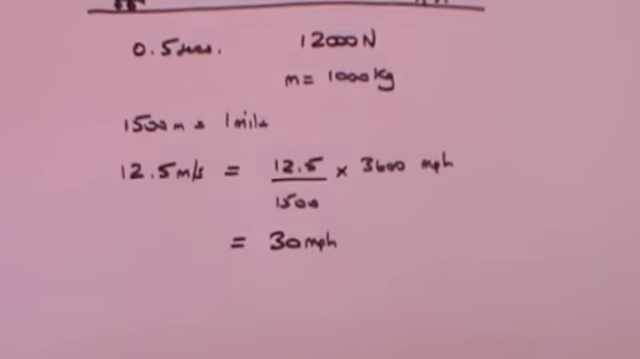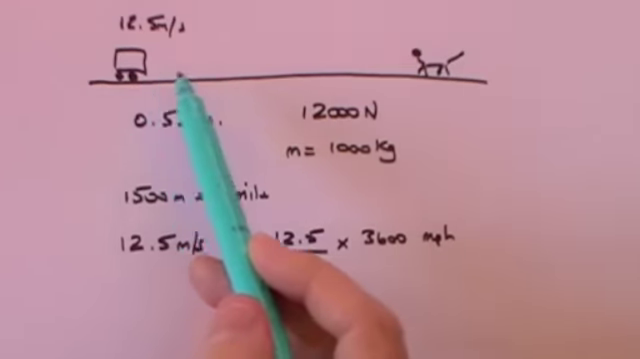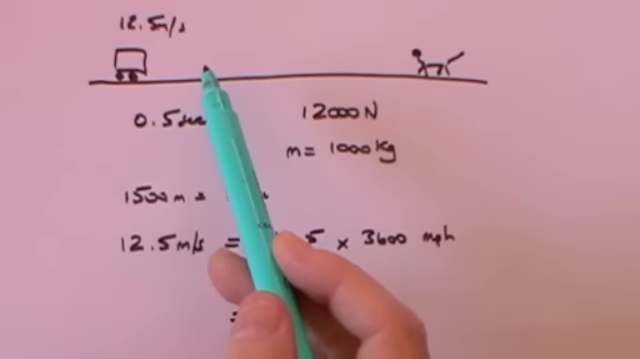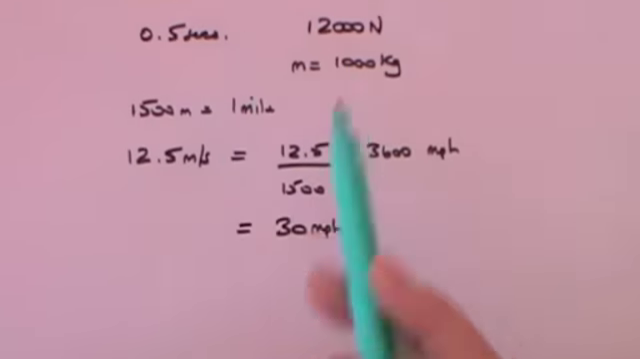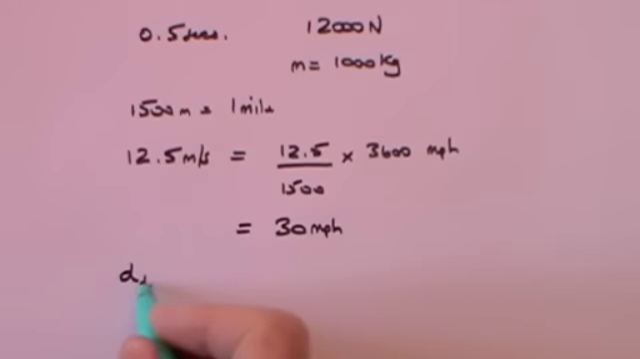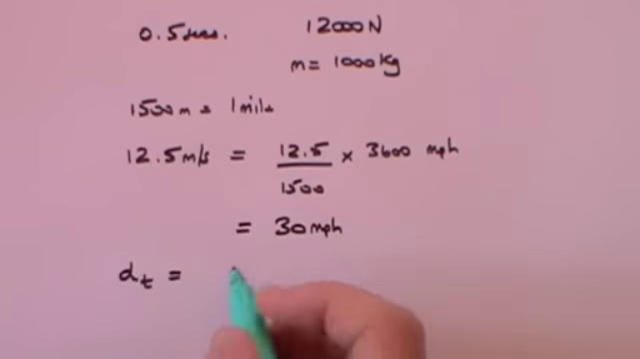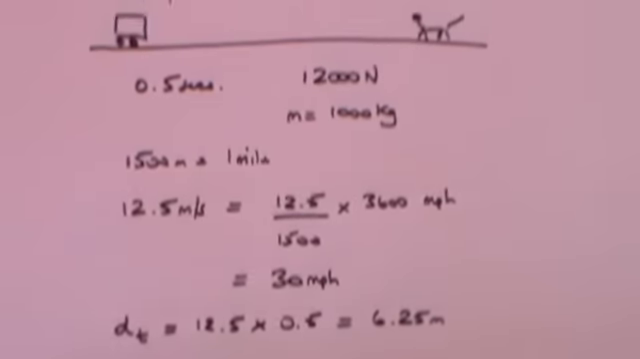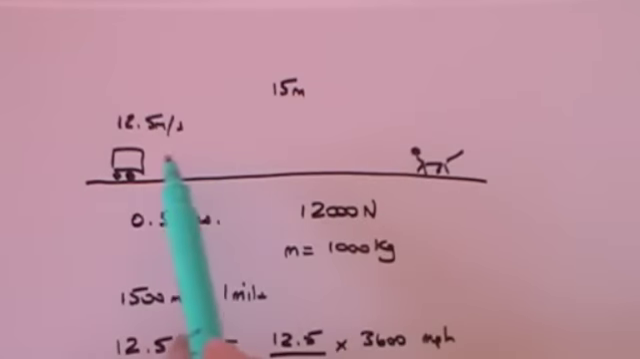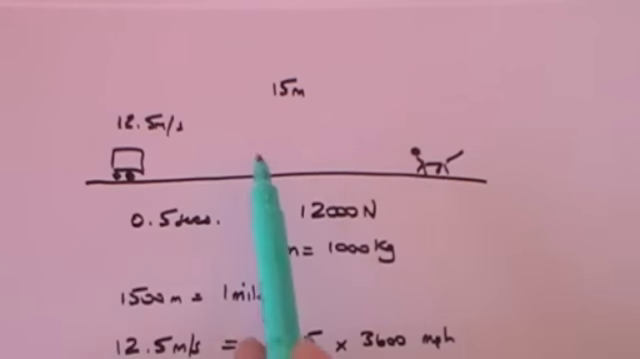The second part of the question was, how far does the car travel during the thinking time before the brake is applied? The thinking time is 0.5 seconds, so the distance travelled during the thinking time, which I'll call dt for thinking, is simply going to be the speed times the time. The speed is 12.5 meters per second times the time, which is 0.5, and that equals 6.25 meters. So of our 15 meters, we've travelled 6.25 meters before the brake is even applied.